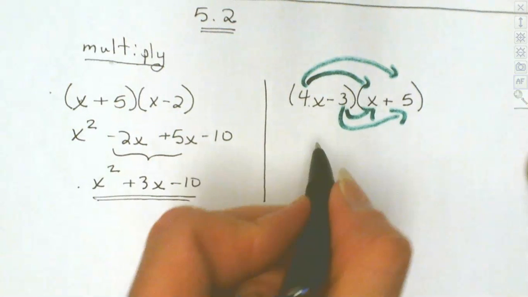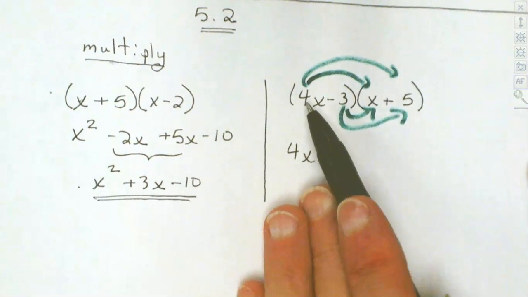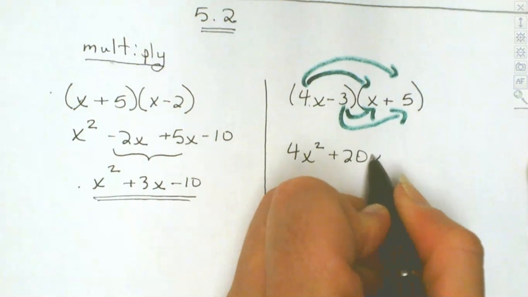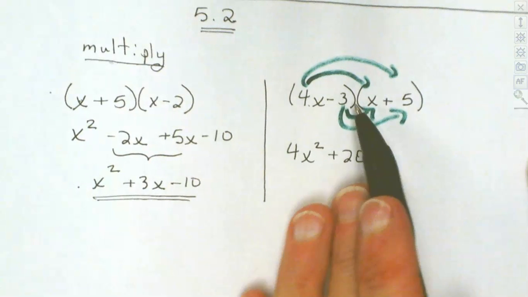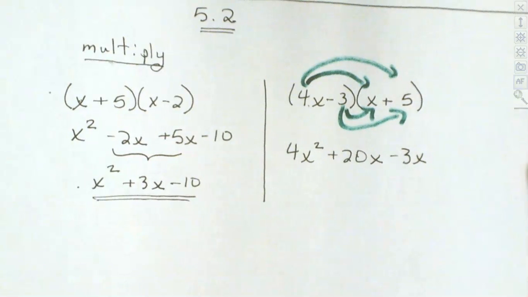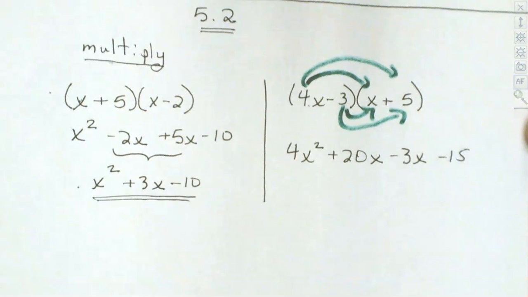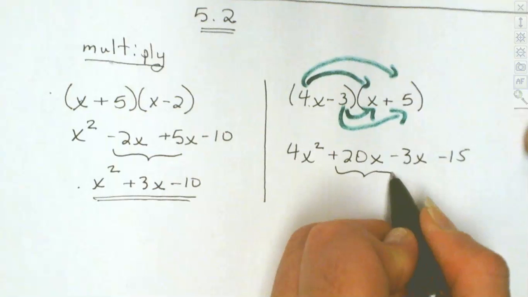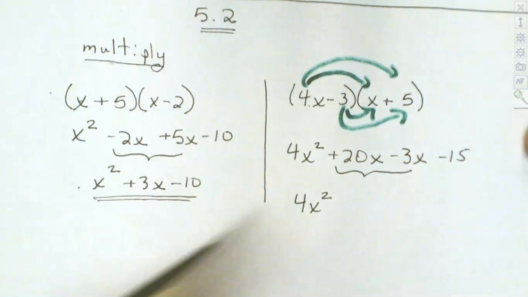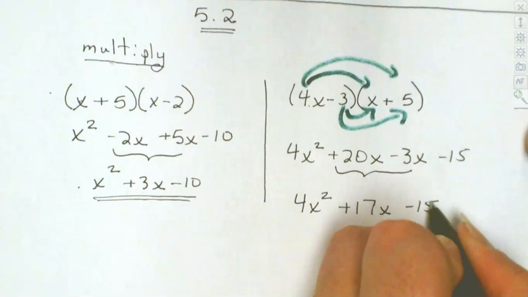4x times x, well, that's a 4x squared. 4x times 5, that makes it a 20x. Minus 3 times x, that's a minus 3x. Minus 3 times 5, that's a minus 15. The middles again can go together. And that leaves you then with 4x squared plus 17x minus 15.